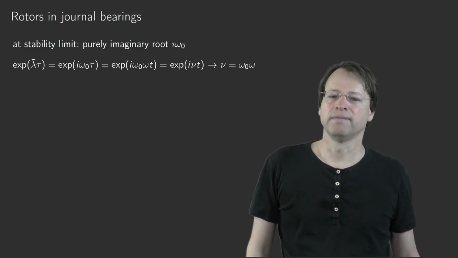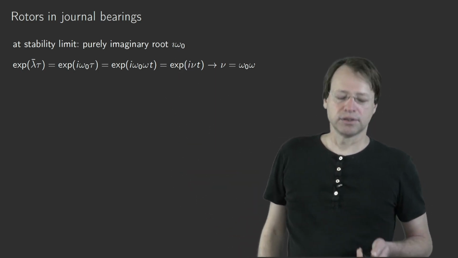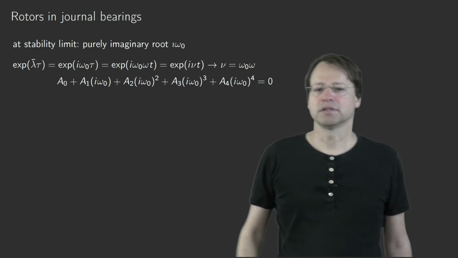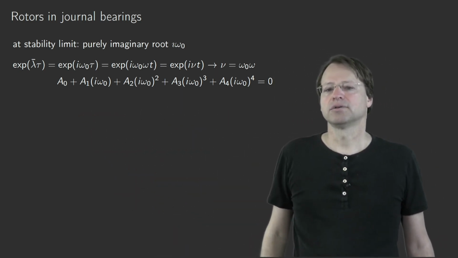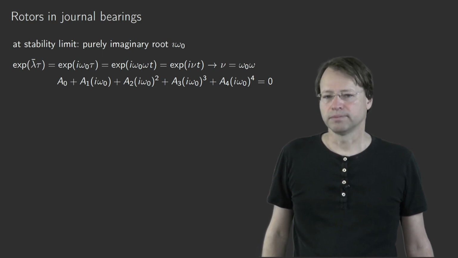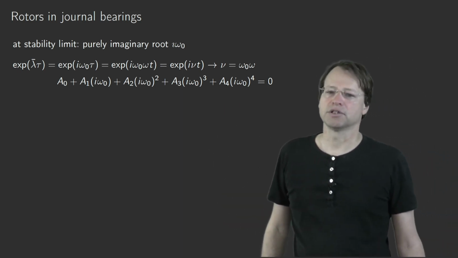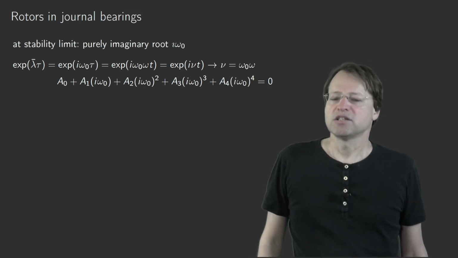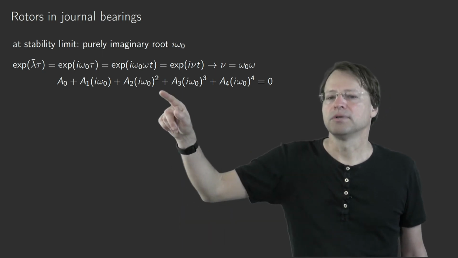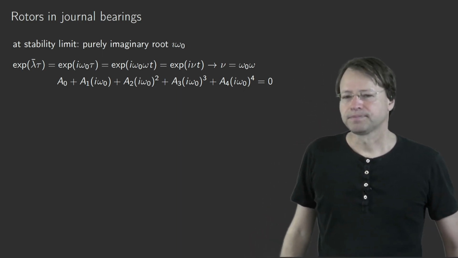Okay. So let's plug in now that purely imaginary root in our characteristic polynomial. This is the characteristic polynomial just written with some coefficients a0 to a4, and this would be our purely imaginary root. From this equation, I can derive two equations, one for the real part and the other one for the imaginary part.